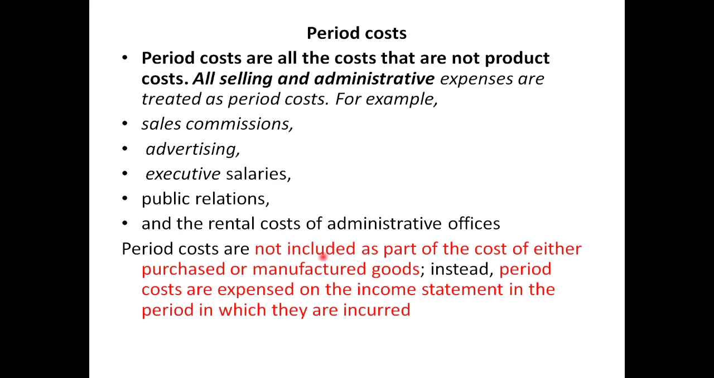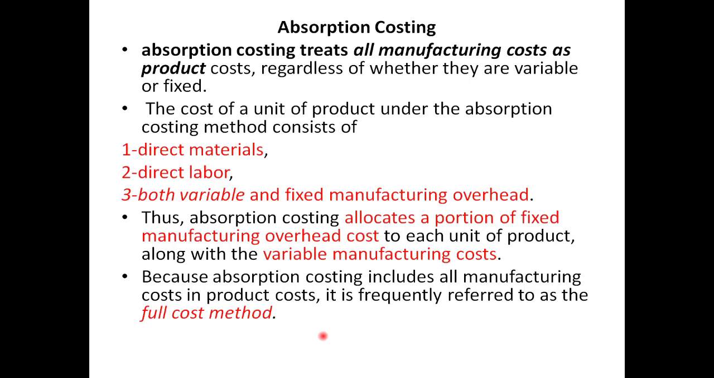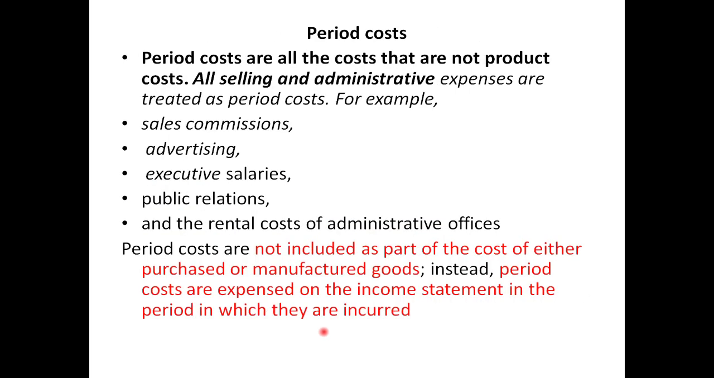On the other hand, period costs are all the costs that are not product costs. All selling and administrative expenses are treated as period costs. For example, sales commissions, advertising, executive salaries, public relations, and the rental costs of administrative offices. Period costs are not included as part of the cost of either purchased or manufactured goods. Instead, period costs are expensed on the income statement in the period in which they are incurred.